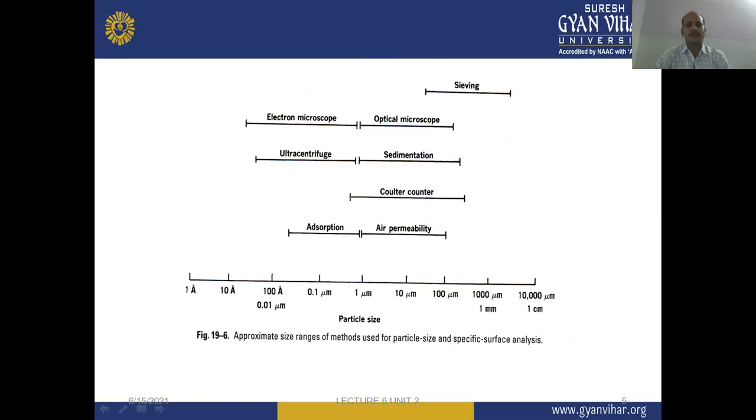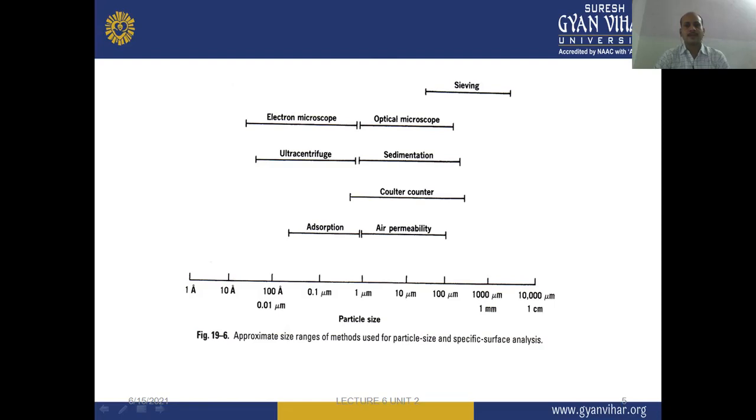You can see the approximate size ranges of methods used for particle size and specific surface analysis. Specific surface is the surface area per unit volume or per unit weight. So particle size and specific surface determination methods will be discussed one by one in today's lecture. When we go through the different methods, we can find the approximate size ranges of methods used for particle size analysis, which is given in this PPT.